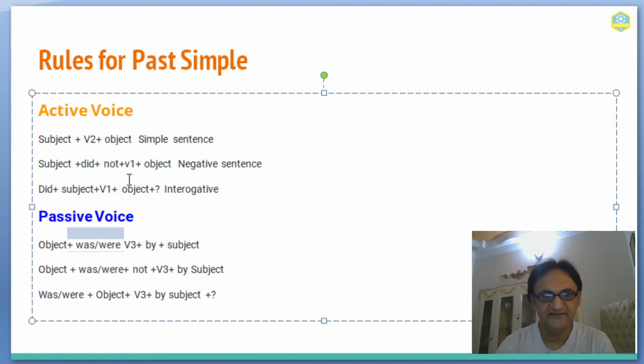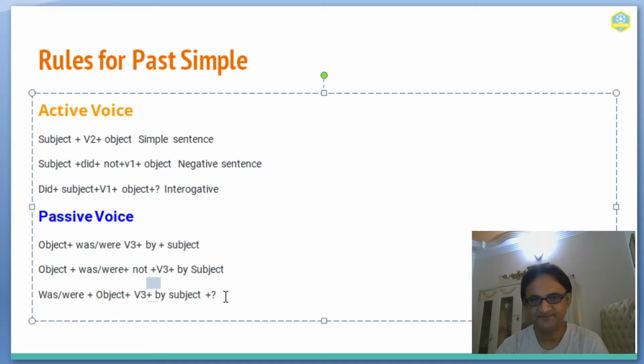Similarly, as we made the negative sentence with did not, here we will be making the negative sentence with was not or were not. The rest of the structure will remain the same. If you want to make a question sentence, you have to put was or were, the auxiliary or helping verb, before the object. We'll be using the by as we have used in the passive voice, and we'll put the question mark here.